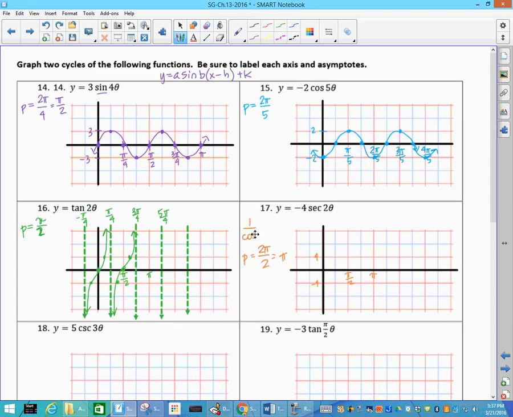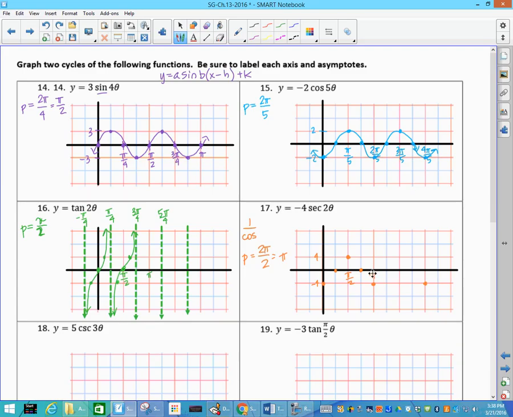Secant is 1 over the cosine, and the cosine starts at a max, except it is flipped, and so it's going to start at a min. And what we did is we went ahead and labeled those points. Starts at a min, ends at a min, halfway between is a max, halfway between those two are zeros. I'm going to go 4 more tick marks. That's where that period is going to end.